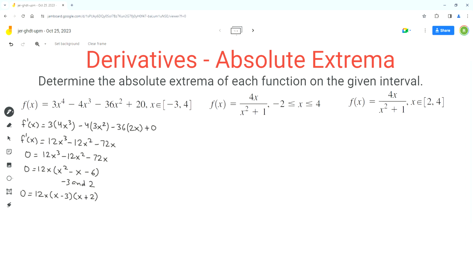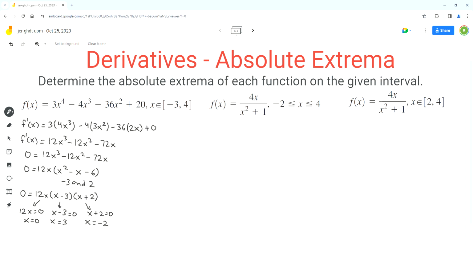Now we get three cases to solve this equation. The first case is 12x equals 0, and from that we get x equals 0. The second case is x minus 3 equals 0, and from that we get x equals 3. And the third case is x plus 2 equals 0, and from that we get x equals -2. Now all these x values lie in the given interval, which is from -3 to 4.